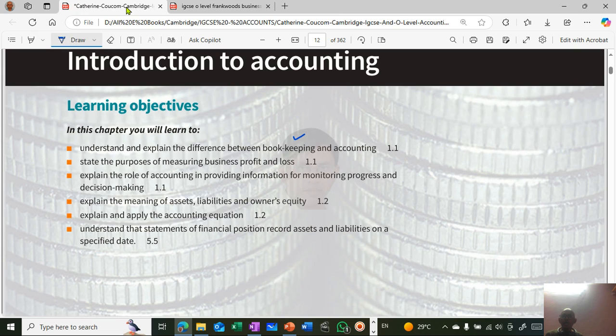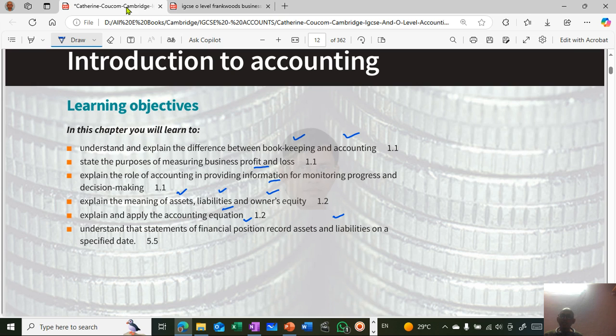bookkeeping and accounting, the purpose of measuring business profit and loss, and explain the role of accounting to provide information for monitoring progress. So explain the meaning of assets, liabilities, owner's equity. Explain and apply the accounting equation. So understand the statement of financial position, and record assets and liabilities on a specified date. So this is as per Catherine Coupon.